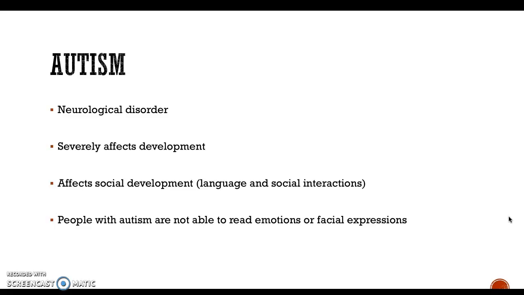So autism is a neurological disorder that severely affects a child's development. Its primary symptoms show up in social development, especially with language and social interactions. And people with autism are not able to read emotions or facial expressions. They tend to focus on one single part of the face, like the mouth, and they can't read the entire face.